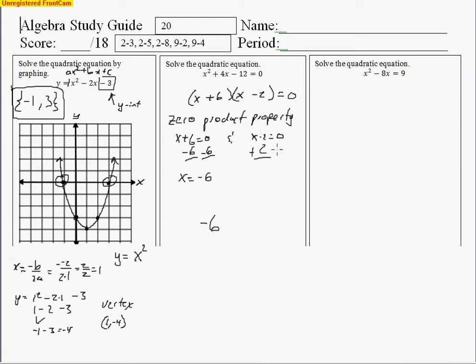You're going to add 2 to get it to the other side, to get x by itself, to find the value that makes this 0. And then 2 is the answer. So negative 6, positive 2 are the answers.